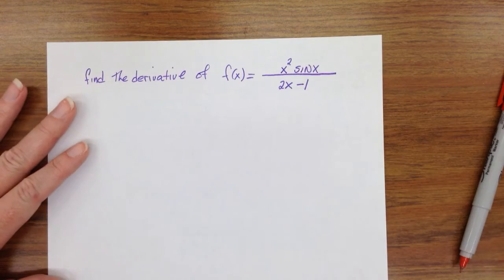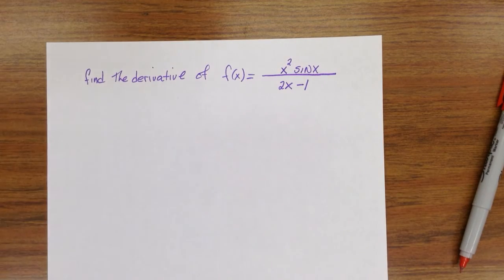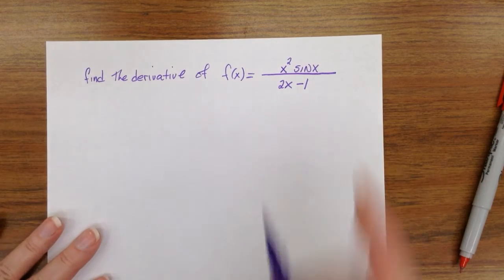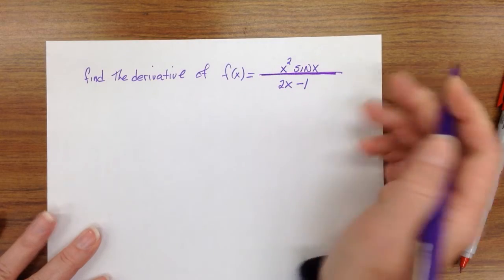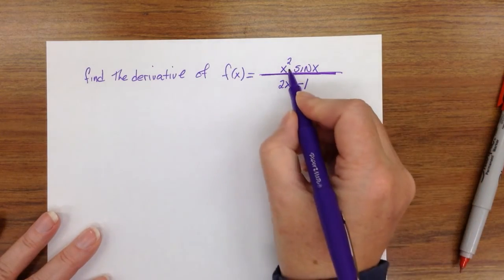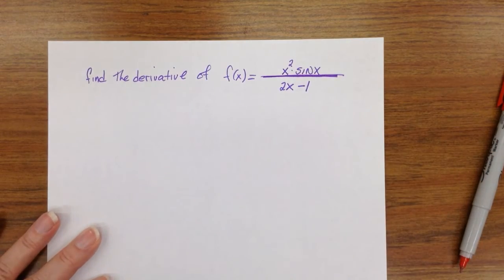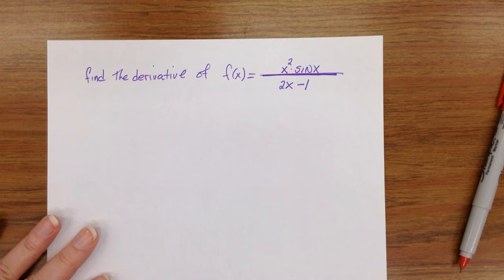Let's look at this one. It just looks scary, doesn't it? Here's what I need you to notice. It is overall a quotient, but within our quotient, there is a product in the numerator. So we're going to be super careful when we go to do this. Here we go.